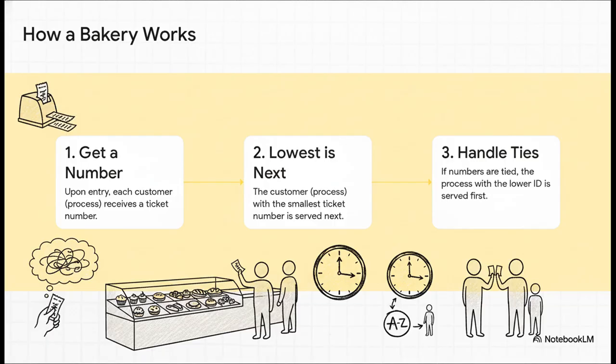You walk into a busy bakery, you pull a ticket from that little red dispenser, you get a number, the person at the counter just serves whoever has the lowest number. What if two people somehow get the same number? Well, you'd probably use some other tiebreaker, like whoever has the shorter name. This real-world system is the perfect blueprint.